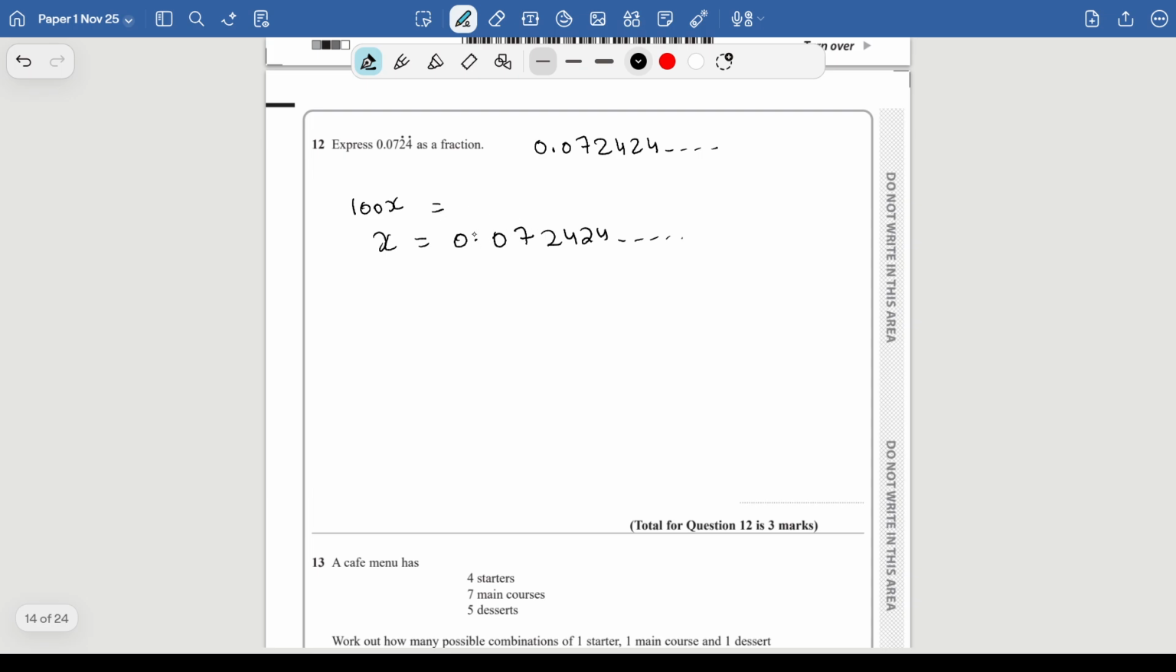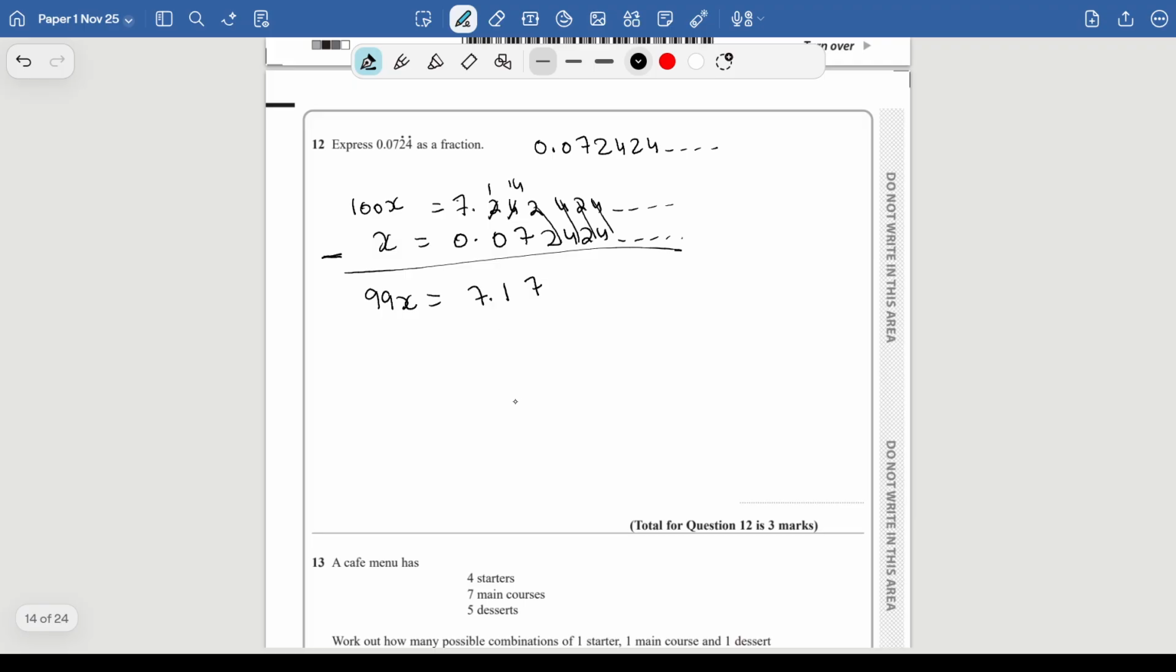So now the number will be 7.242424, and it keeps repeating, after I've shifted it 2 places to the right. Now you see the numbers 2 and 4 are aligned, so they get cancelled when you subtract them. So that's the idea here. If I subtract x from 100x, I get 99x equals 7.24 take away 0.07. So here, 14 take away 7, there will be 1.